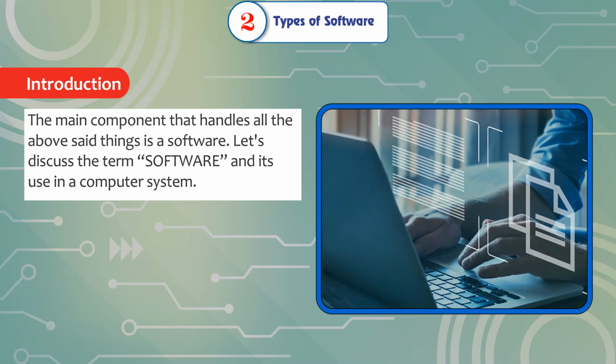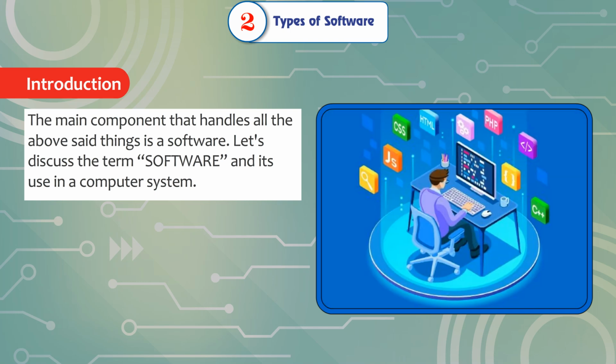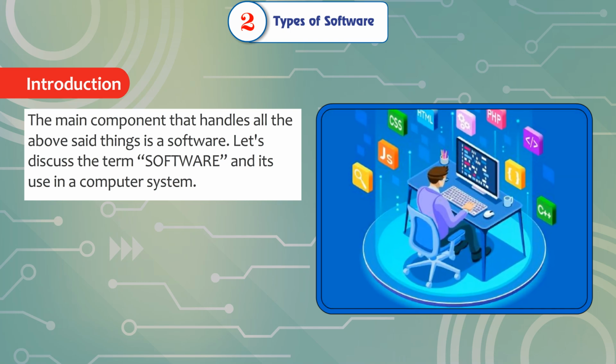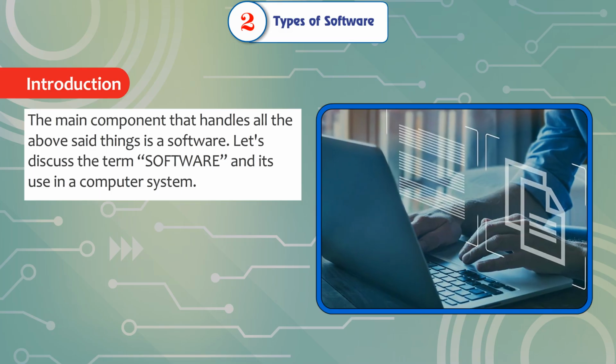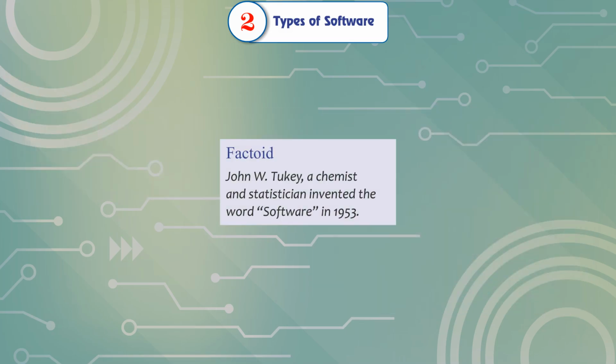The main component that handles all the above said things is a software. Let's discuss the term software and its use in a computer system. Factoid. John W. Tukey, a chemist and statistician, invented the word software in 1953.